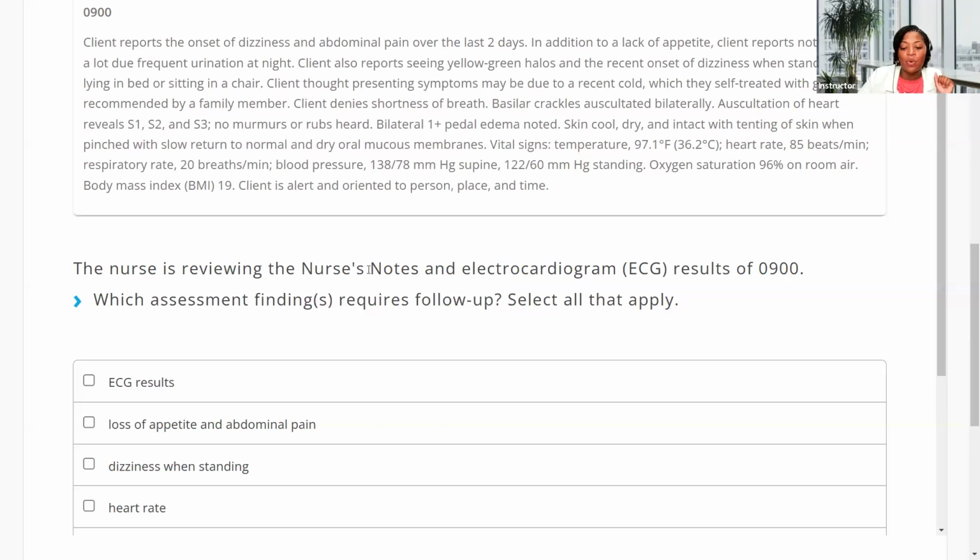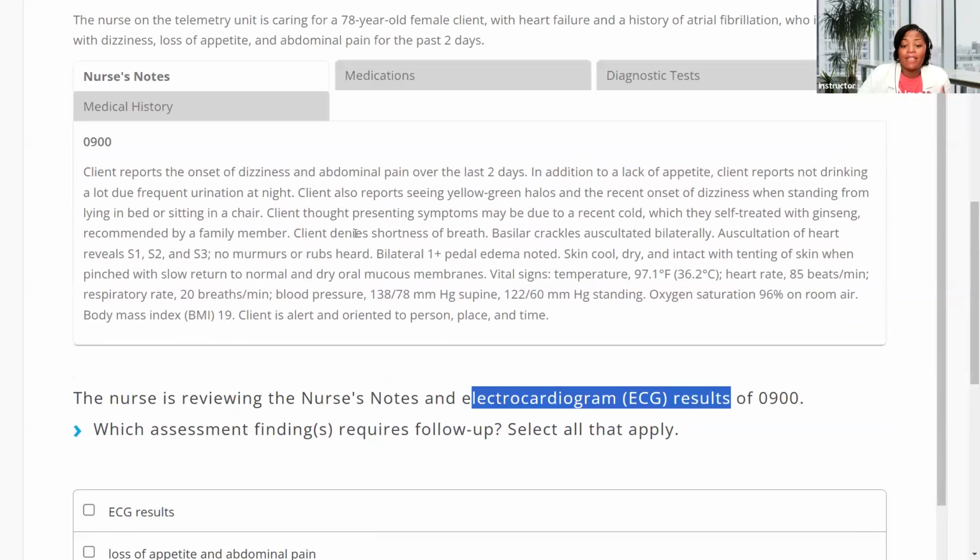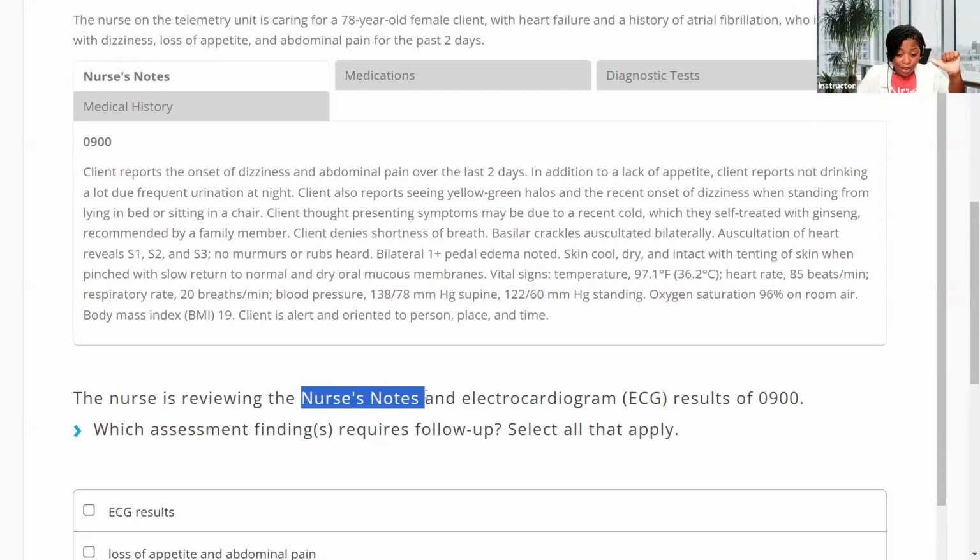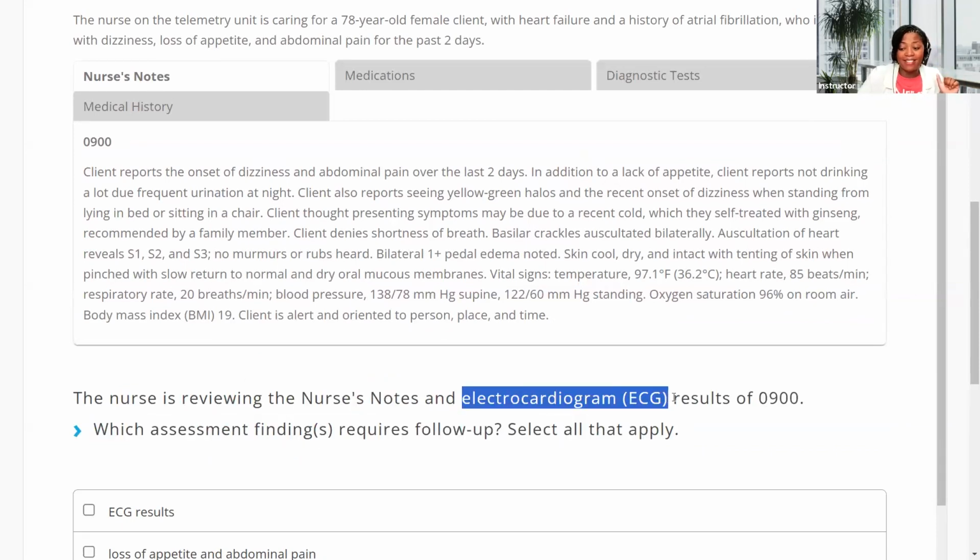All right. So we've got to make sure we read the notes, and we've got to make sure we check out the EKG results. If nothing more, I'm going to tell you to make sure you open up all these tabs. But when in doubt, you must make sure you read at least the note and the EKG, because that's what they're wanting you to base your findings off of.